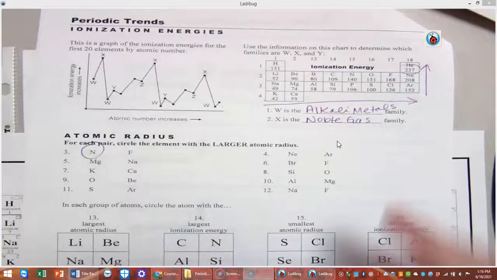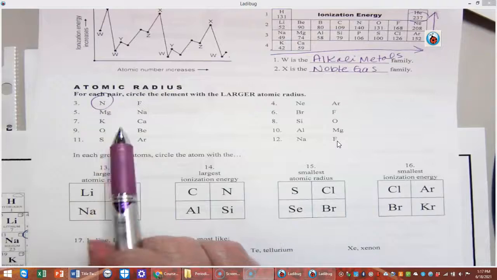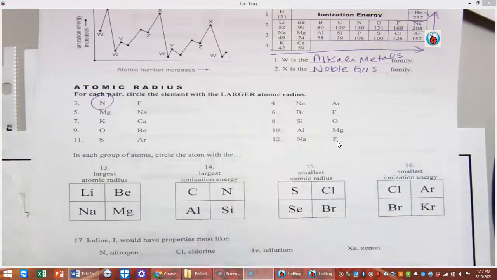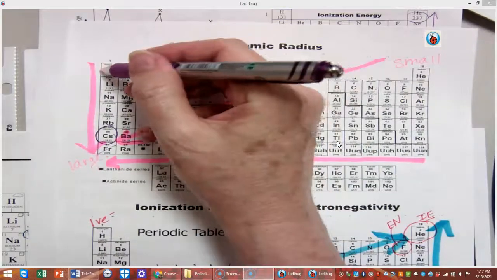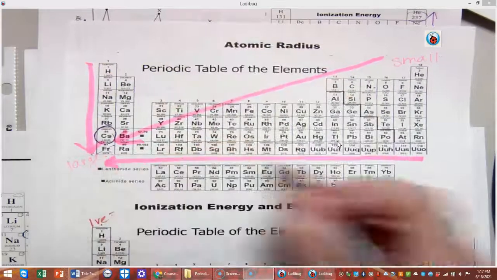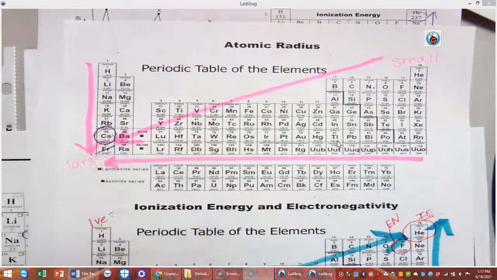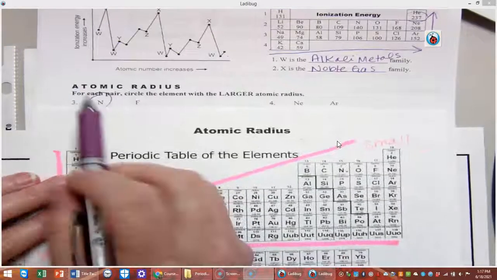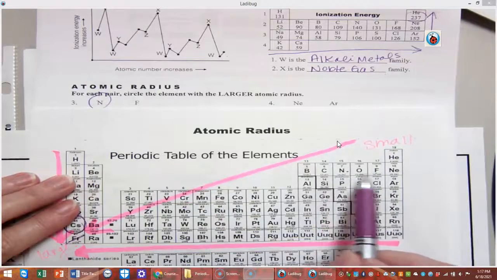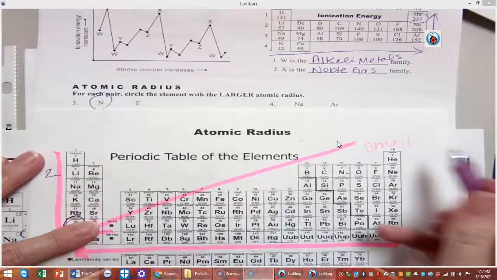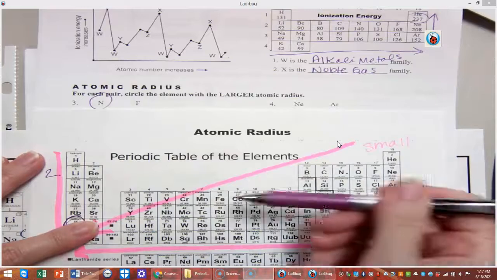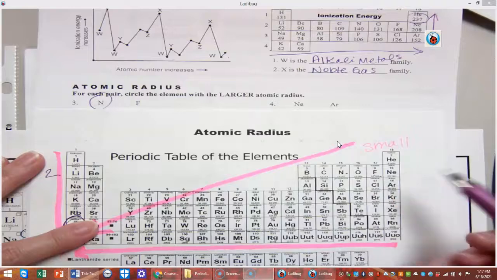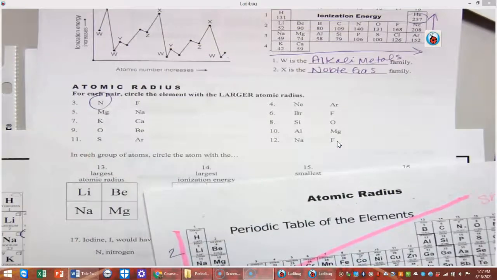Okay, let's look at this atomic radius. On these, we're going to figure out which element for each pair has a larger atomic radius. So again, we're going to see the larger ones are over in this corner, except francium is not the largest. Cesium actually is. So let's compare, like here, nitrogen, fluorine, they're in the same period, right? They're in period 2. If the trend is going this way, that would mean nitrogen has a larger atomic radius than fluorine. So that's what you're going to do for each one of these.